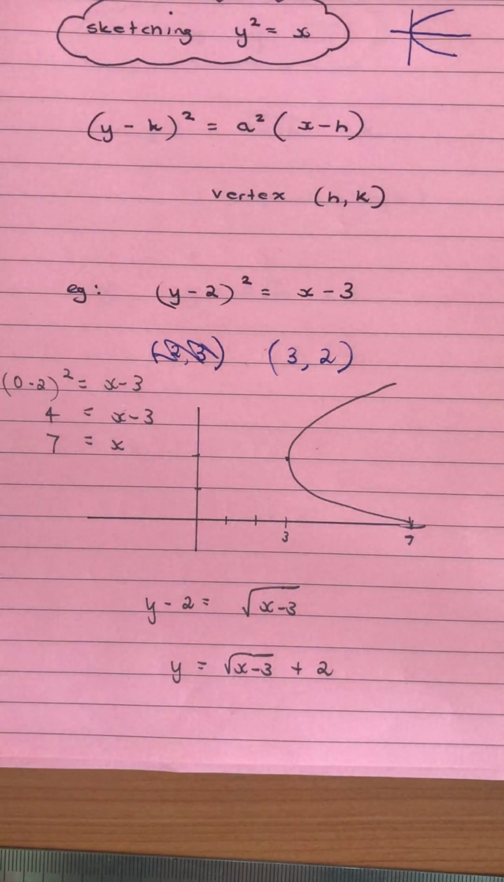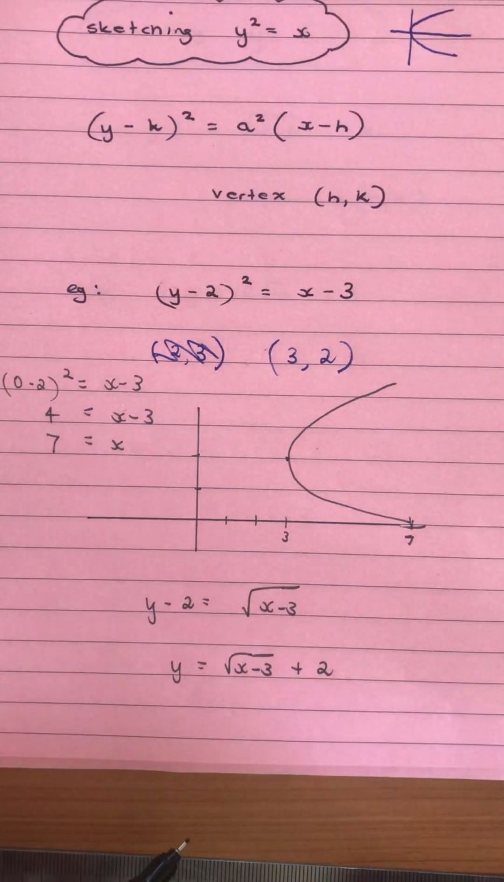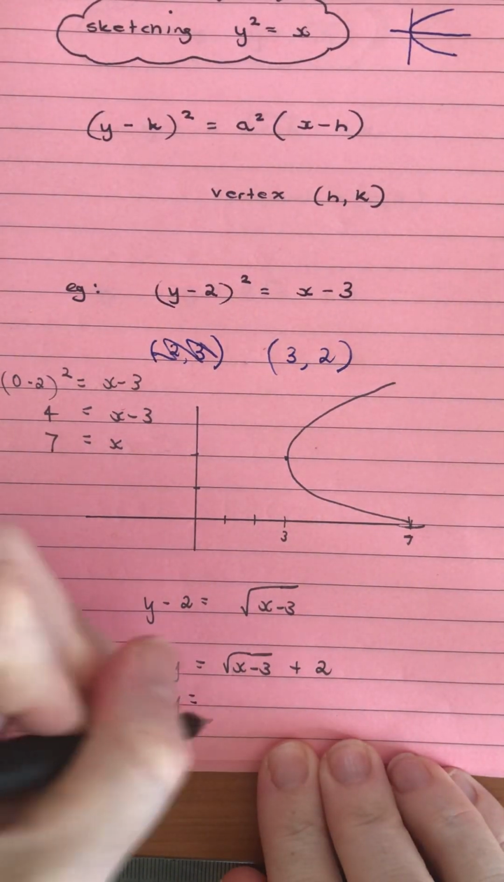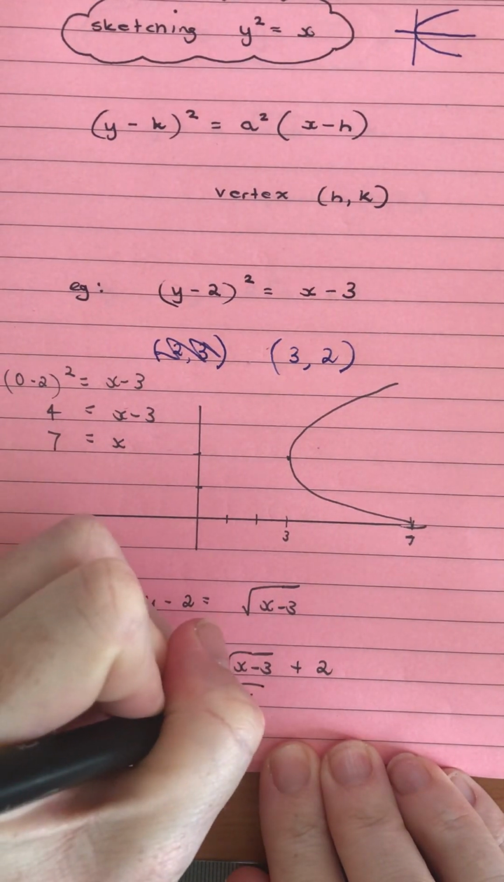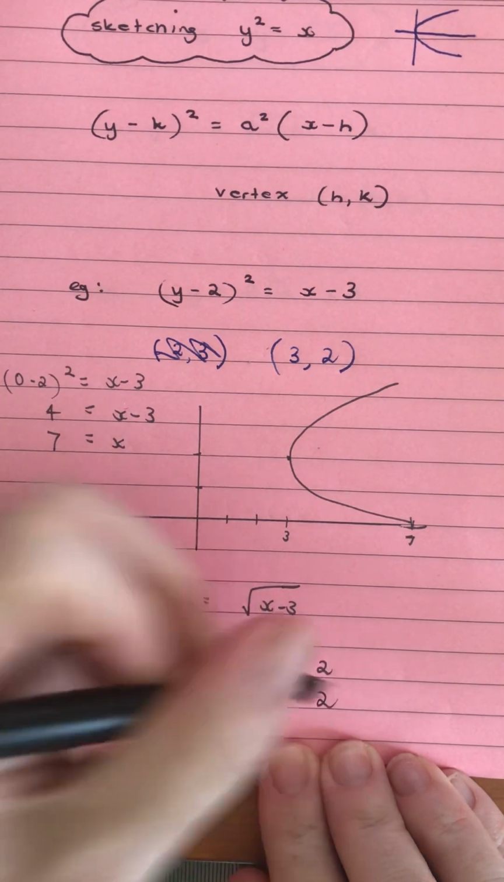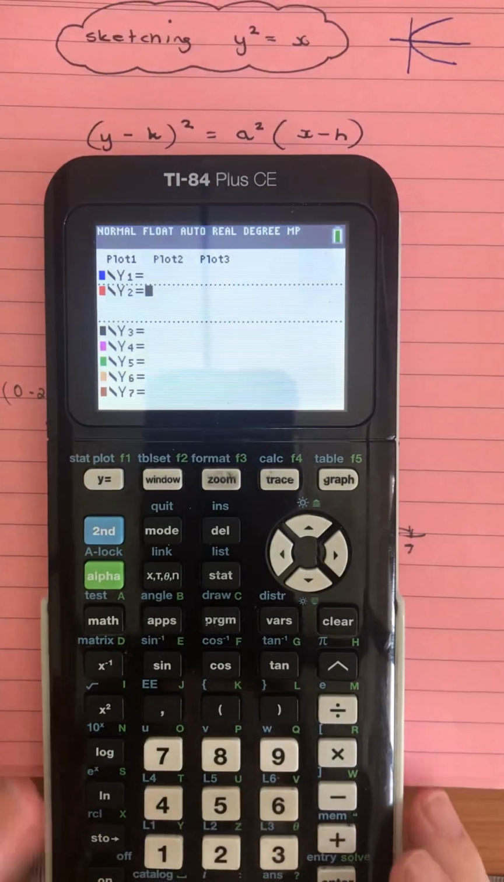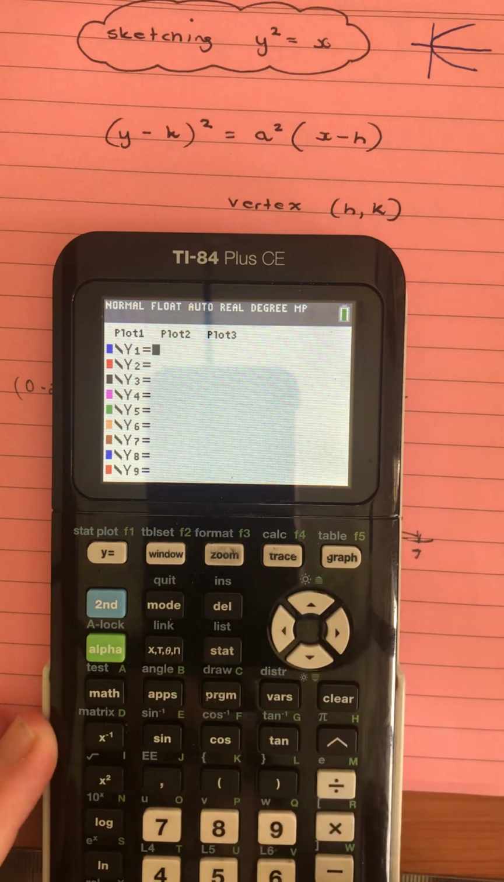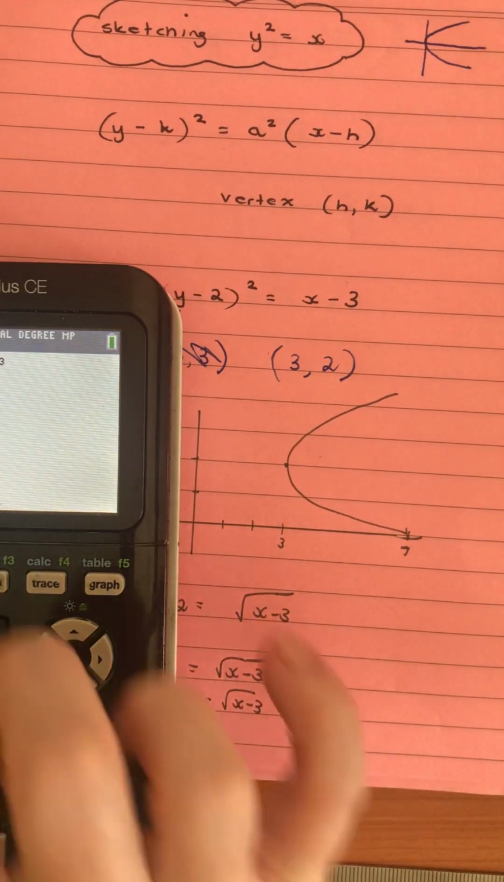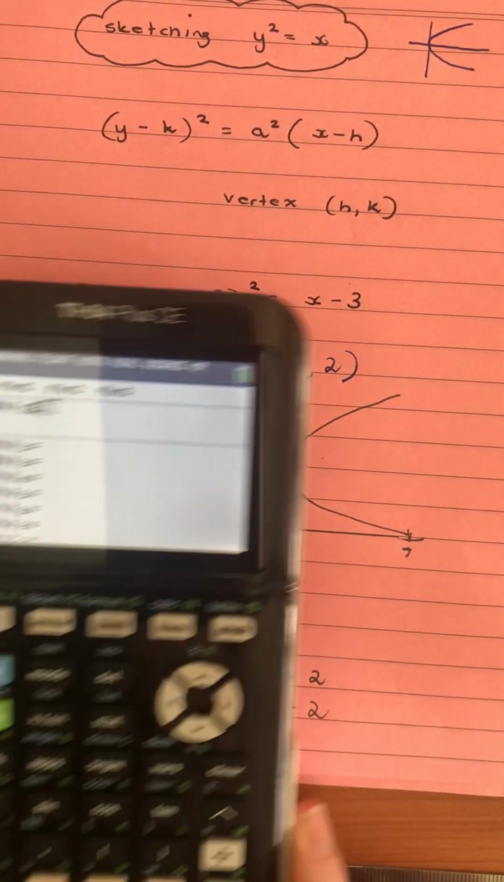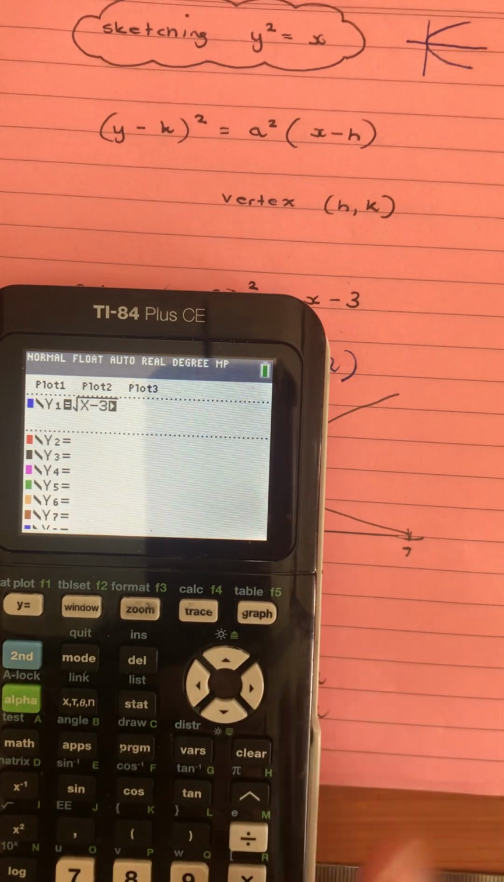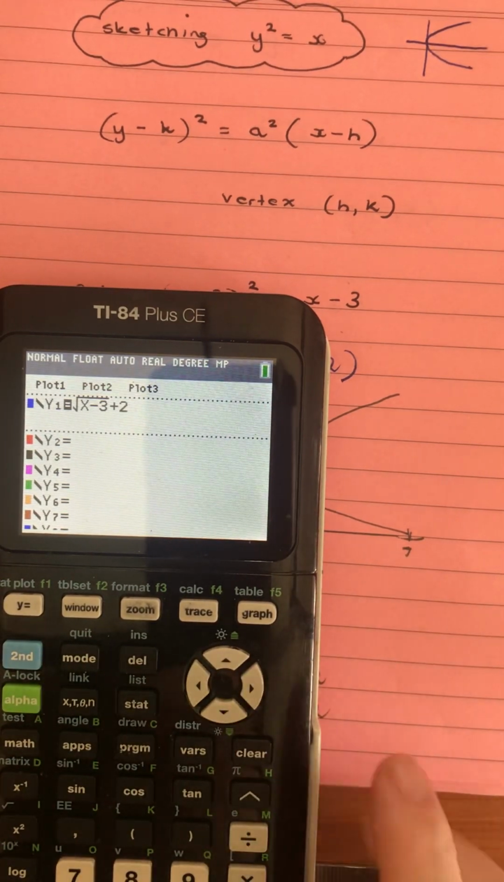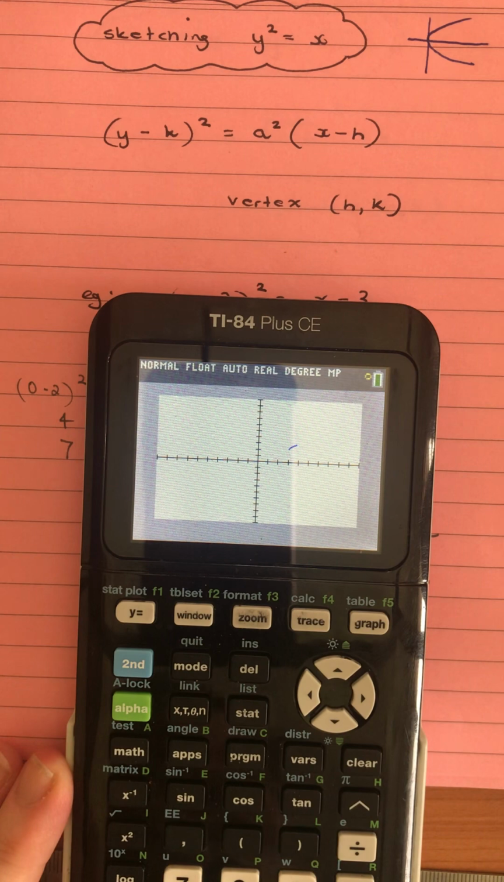So we just make sure that that square root sign only goes over the x minus 3. And when we put it into our calculator, we actually have to do the plus and the minus version of it. So we'll have to also enter in the negative so that it shows both parts of that graph. So if we grab our calculator and we put in there the square root of x take 3 plus 2, then you'll see why we have to put in both parts.